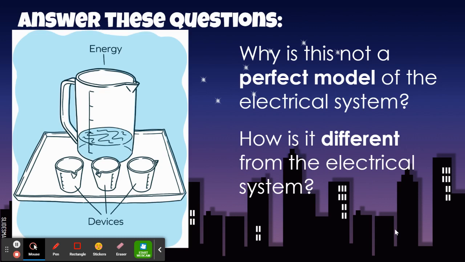And you can't turn on or off this model, can you? But I can turn on and off a light switch in my electrical system. So our model isn't perfect, but we can still learn things from it. It can still help us understand why the devices stop working.